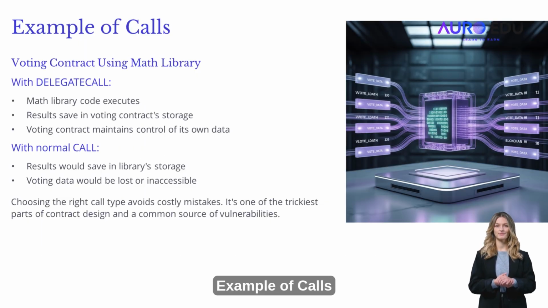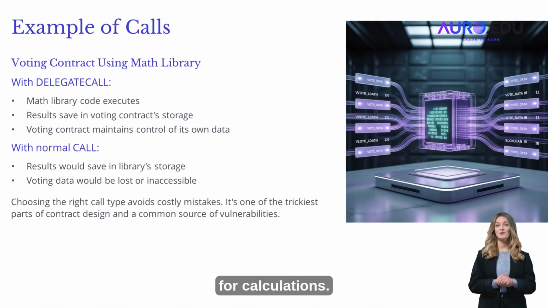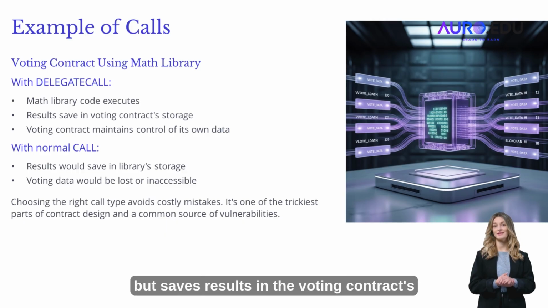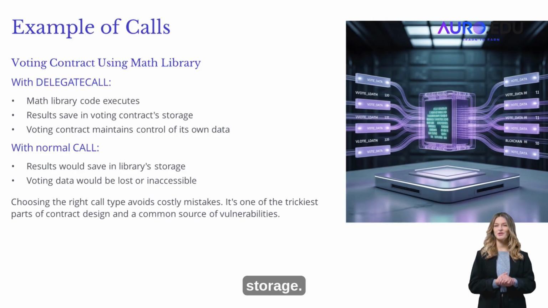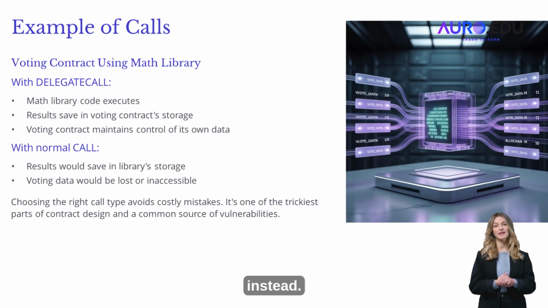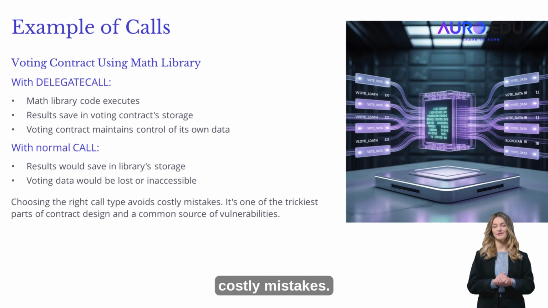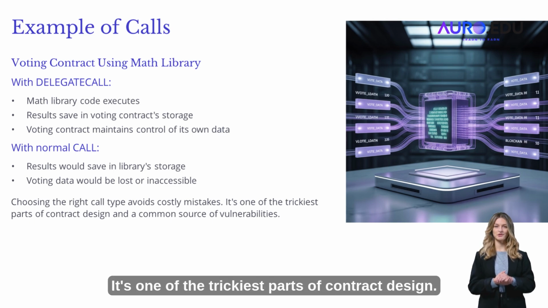Example of calls. Imagine a voting contract using a math library for calculations. With delegate call, the library code runs, but saves results in the voting contract's storage. A normal call would save them in the library's storage instead. Choosing the right call type avoids costly mistakes. It's one of the trickiest parts of contract design.